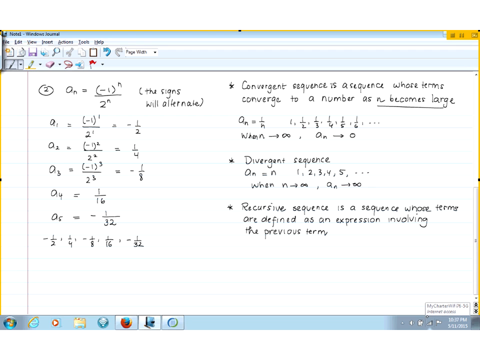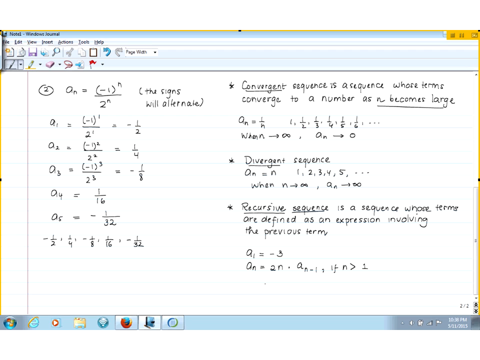Okay. So, for example, an example of a recursive sequence. So this is divergent, this is convergent. Now, recursive sequence, for example, a1 is equal to -3, and a_n is equal to 2n multiplied by a_(n-1), if n is greater than 1. So you see this term here is a previous term. So what do you do to it? You multiply the previous one by 2n.